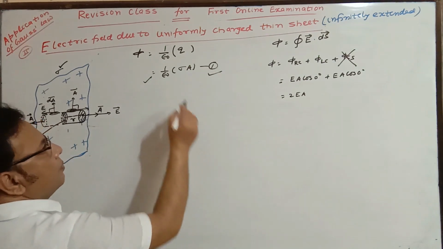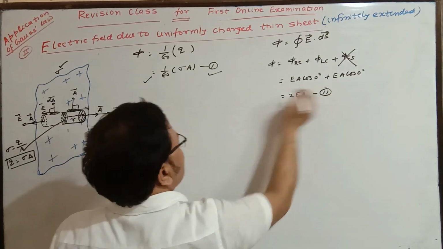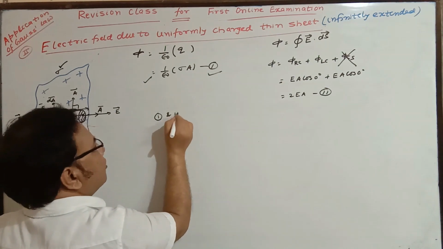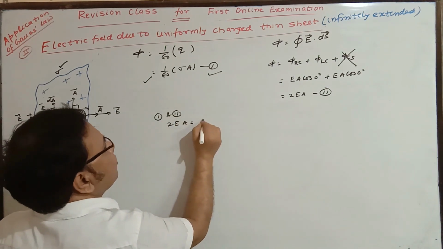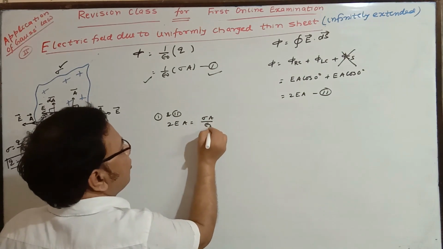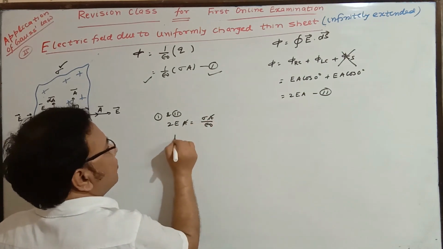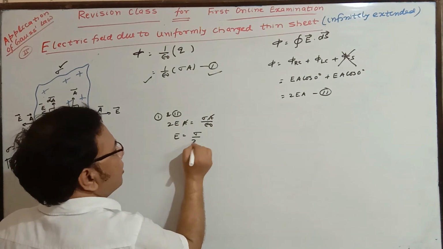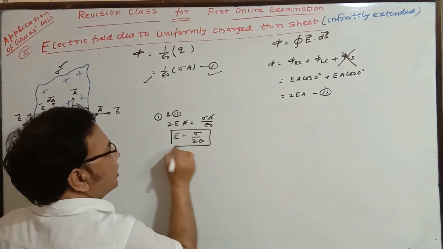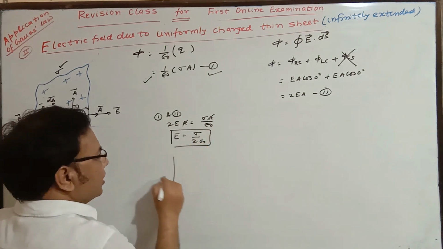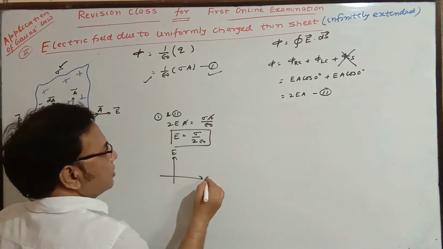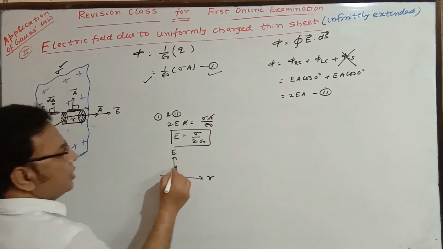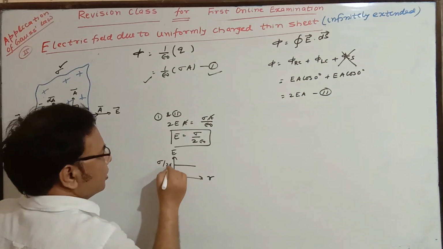What we get from equations 1 and 2, if we equate 1 and 2, then we have 2EA equal to sigma A by epsilon naught. So from here, E is equal to sigma by 2 epsilon naught. If you draw the graph of electric field versus distance from the surface, it is going to be constant. So it is this.